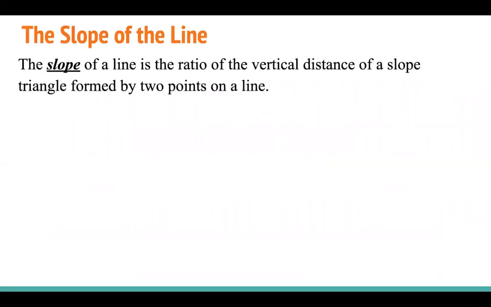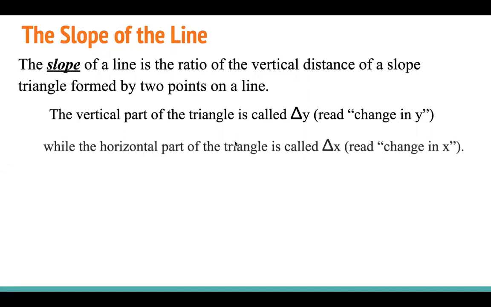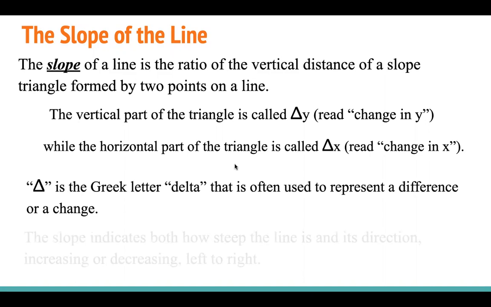So the slope of a line is a ratio of the vertical distance to the horizontal distance of a slope triangle formed by 2 points on a line. The vertical part is called delta y, or the change in y, while the horizontal part of the triangle is called delta x, read change in x. The triangle is the Greek letter delta, and it's often used to represent a difference or a change.